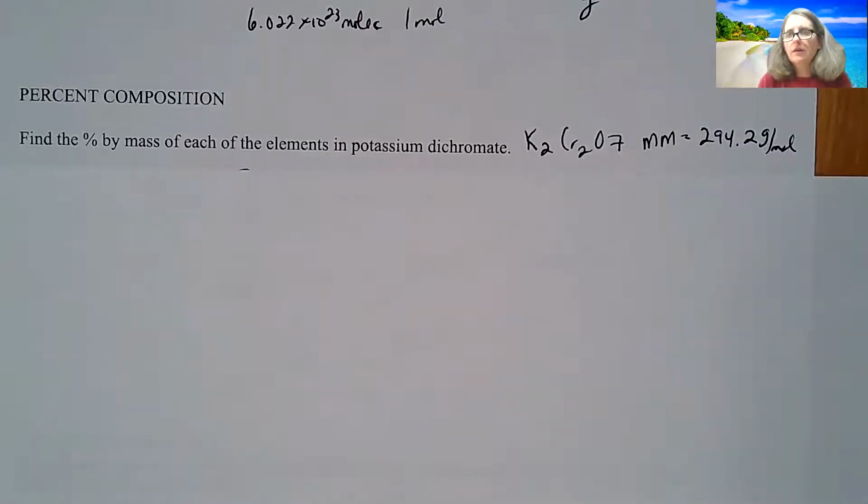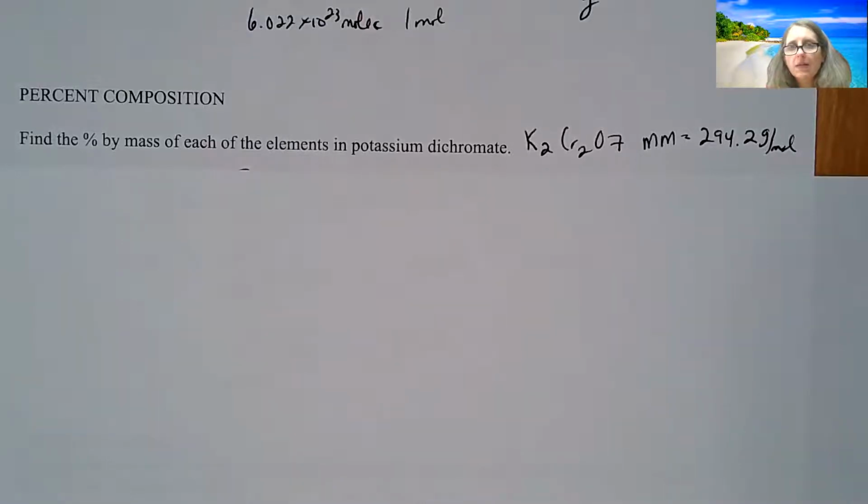So this is a continuation of chapter 3. What I'm going to focus on in this section is first percent composition, and then spend a lot of time on something called empirical formula. Percent composition is how much of each element is in the compound.